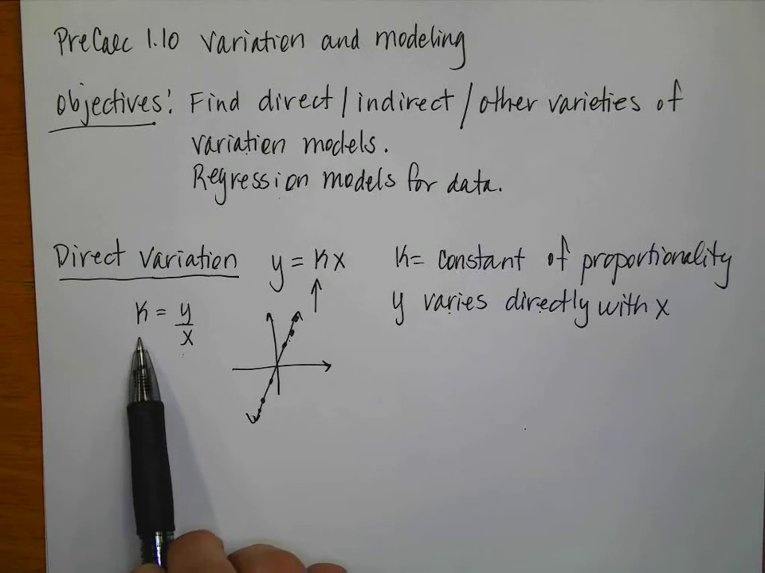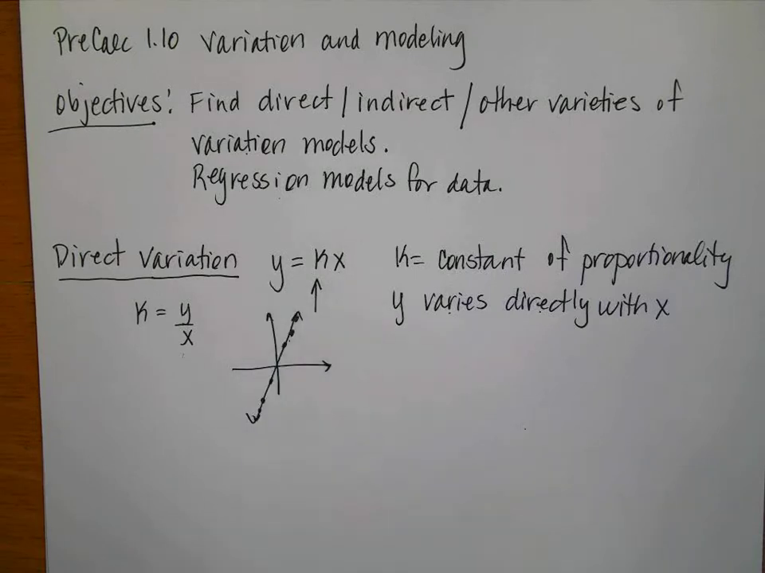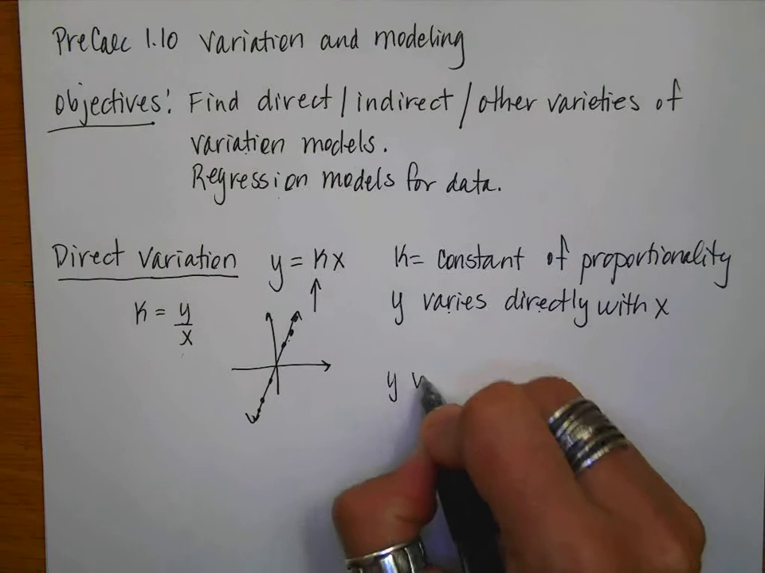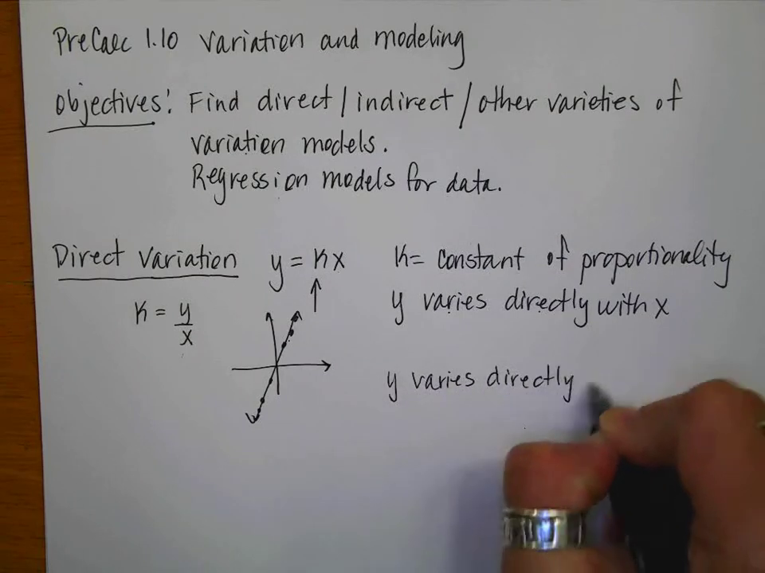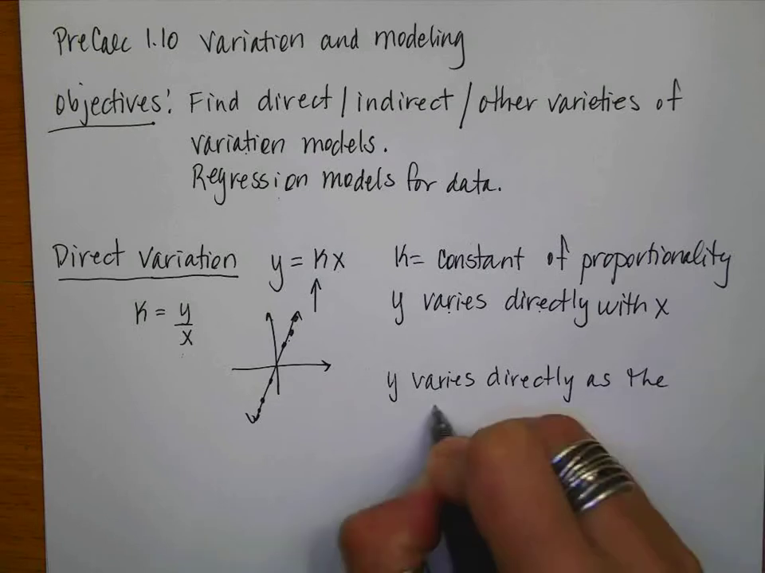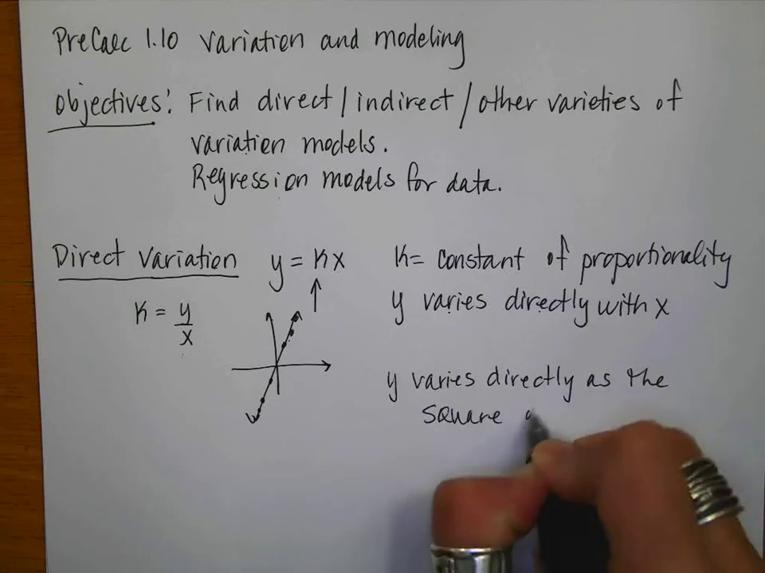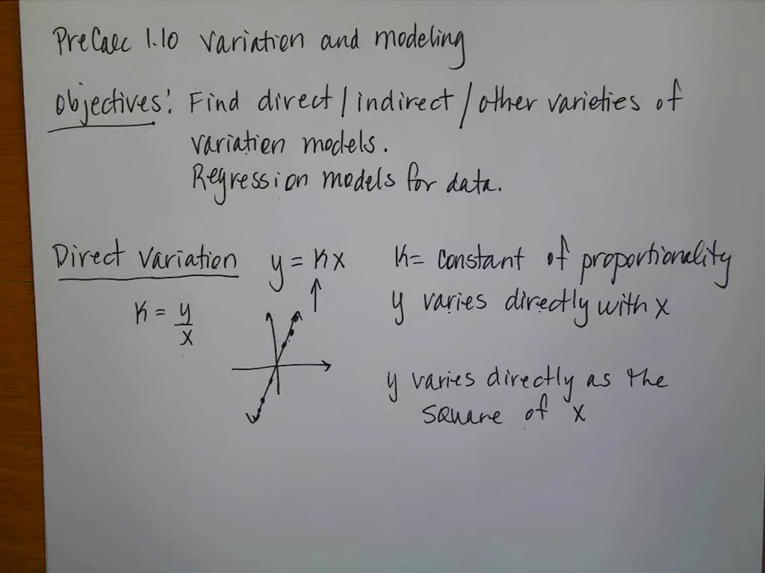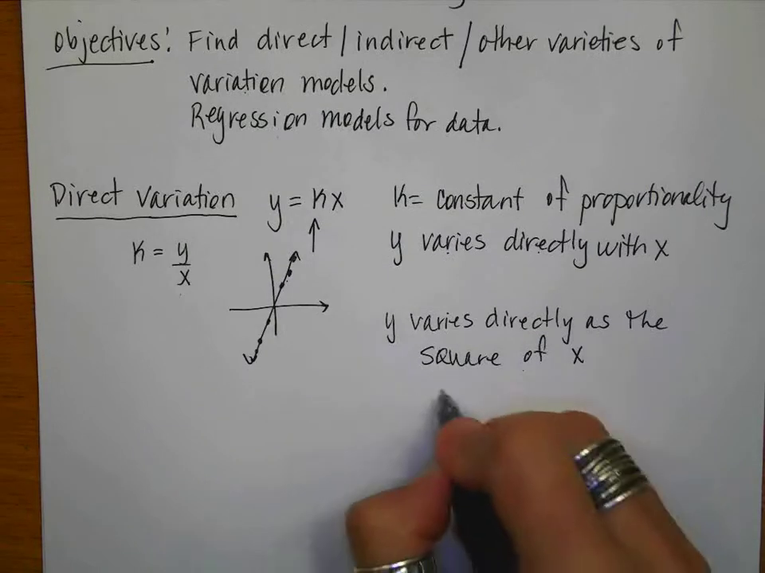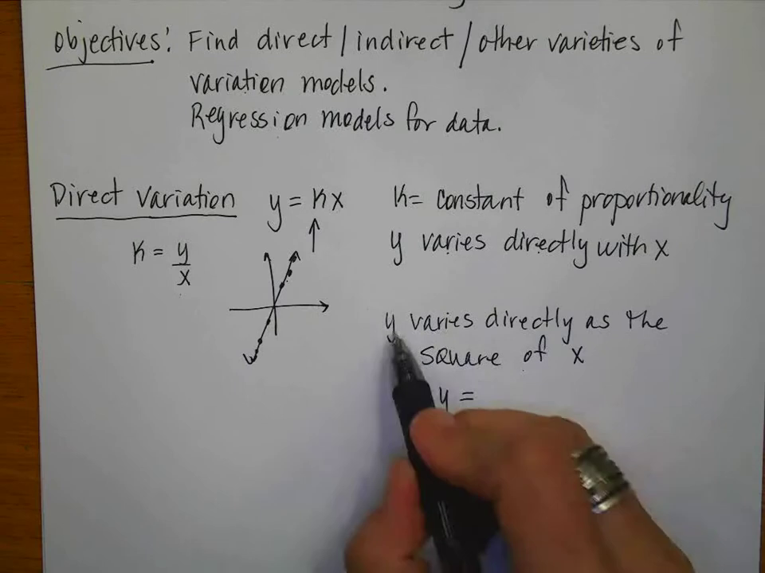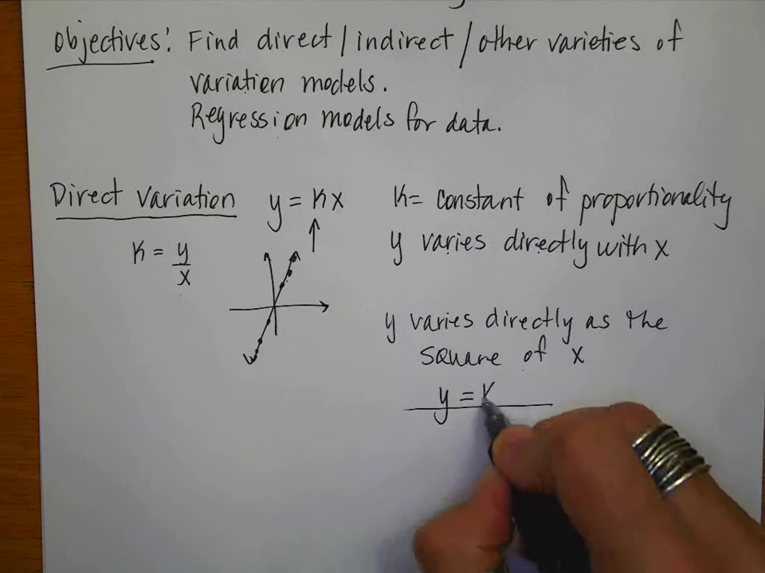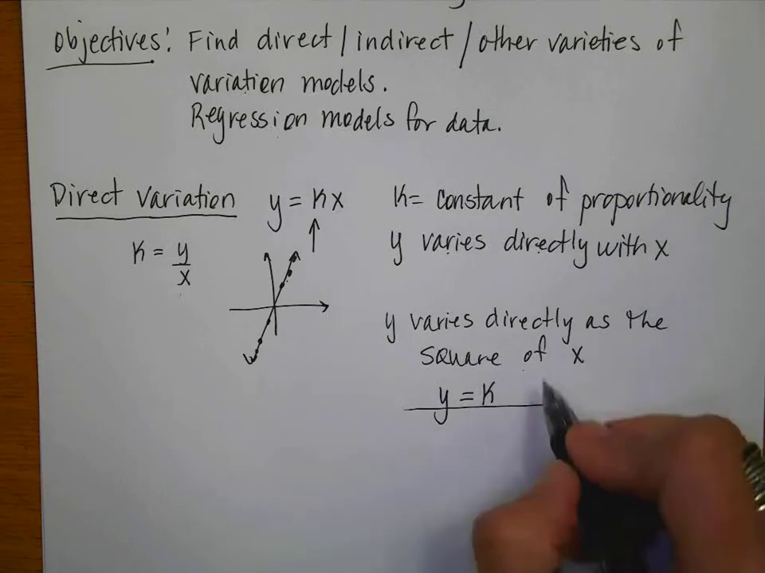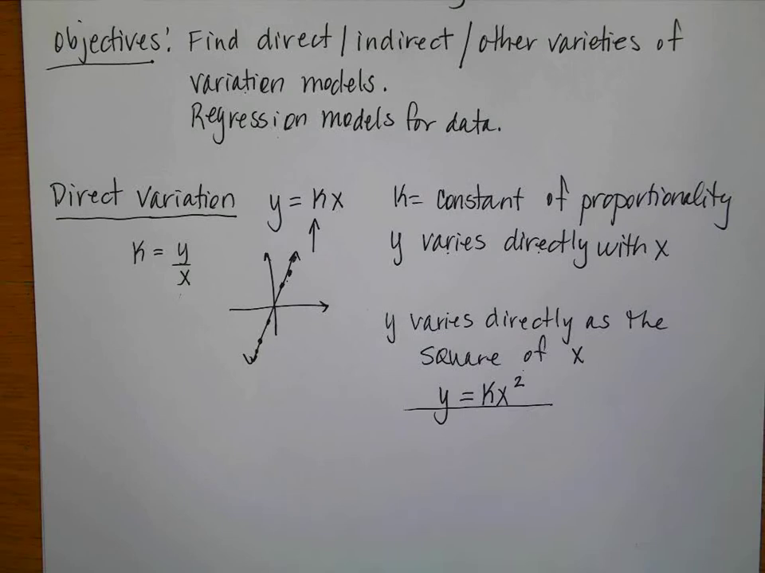Alrighty? There's going to be several different types of variation. It doesn't always have to be linear. You could see something that says y varies directly as the square of x. All you really have to know is that when I write this equation, y varies directly means it's all on the same line. It implies that there is a constant of proportionality and then x squared.